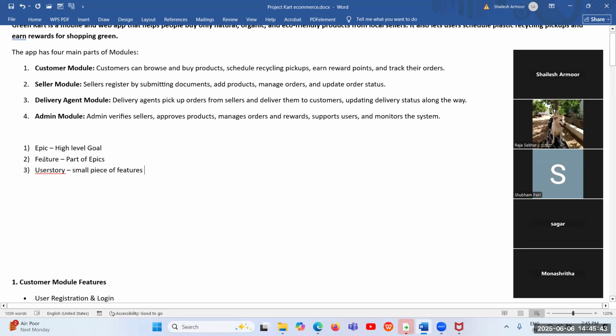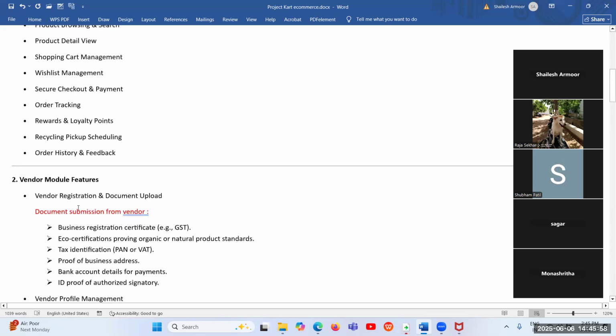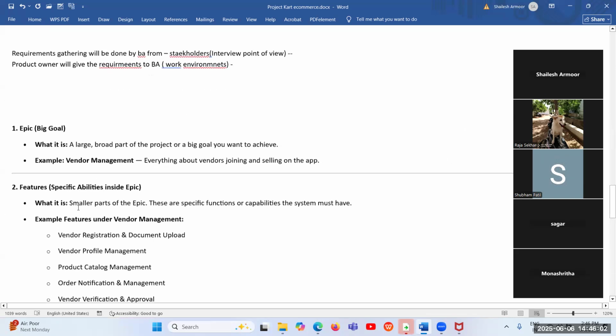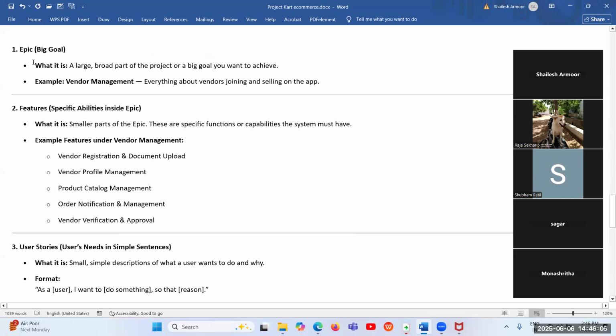We will be having feature. We will be having user story. Sagar, you got it right. The sequence: epic, feature, user story. I will let you know how it looks. Just pay attention on these three. For example, epic, as I told you, is a big goal.